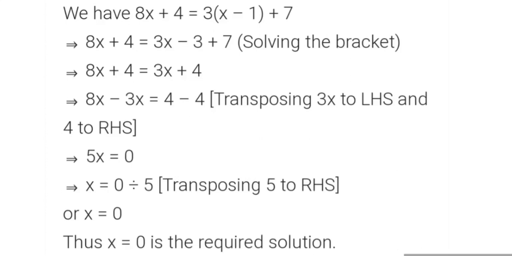8x minus 3x is equal to 4 minus 4. So 8x minus 3x is equal to 5x, and 4 minus 4 is 0. Means x is equal to 0 upon 5, or we can say x is equal to 0. Means x is equal to 0 is the required solution.